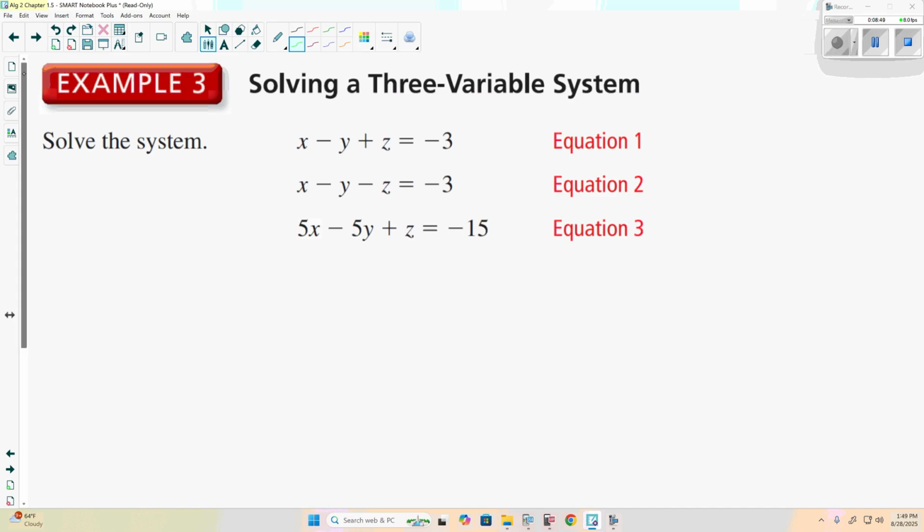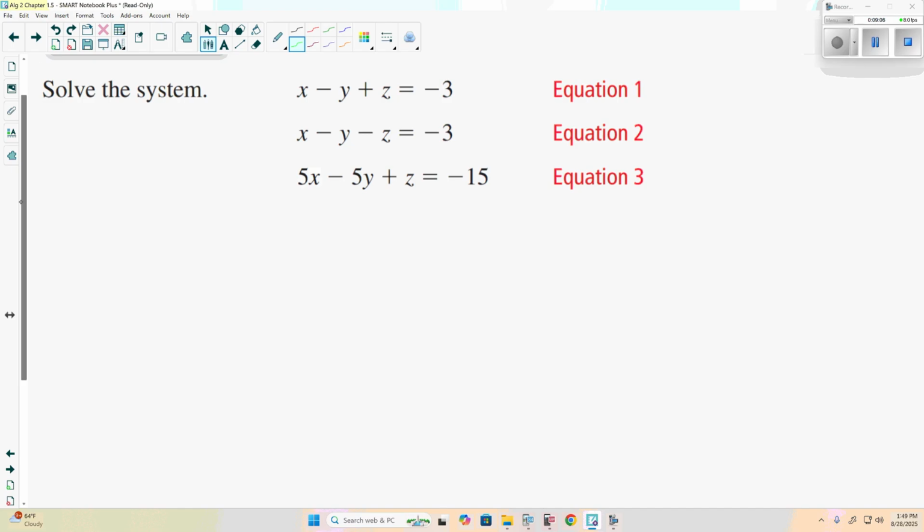Let's look at the next one. x minus y plus z equals negative 3. x minus y minus z equals negative 3. 5x minus 5y plus z equals negative 15. We have these equations here. Now, just like the previous one, x, y, and z, all 3 are kind of nice. We can easily get the others to eliminate.